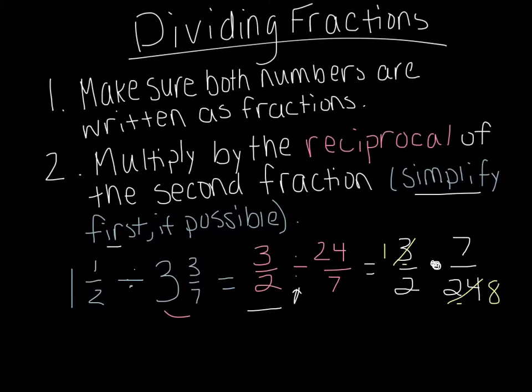Now there's no common factor in 2 and 7, so now I can just multiply across. 1 times 7 is 7, and 2 times 8 is 16, and that's our final answer, 7/16. And since we simplified before we multiplied, there's no need to reduce, it's already in lowest terms.